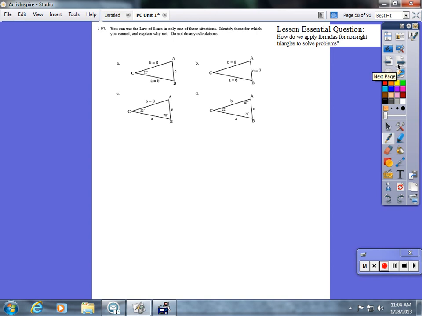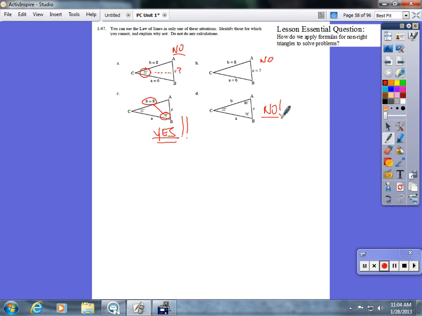You can use law of sines in only one of these situations. Identify those which you cannot, and explain why not. Do not do any calculations. Law of sines is angle and its opposite side. Here, look at the angle, do we know the opposite side? No. We don't know any angles here, so automatic no. Here, we have an angle and its opposite side. Yes, we can use law of sines. Here, we have no sides, which would be the big no.